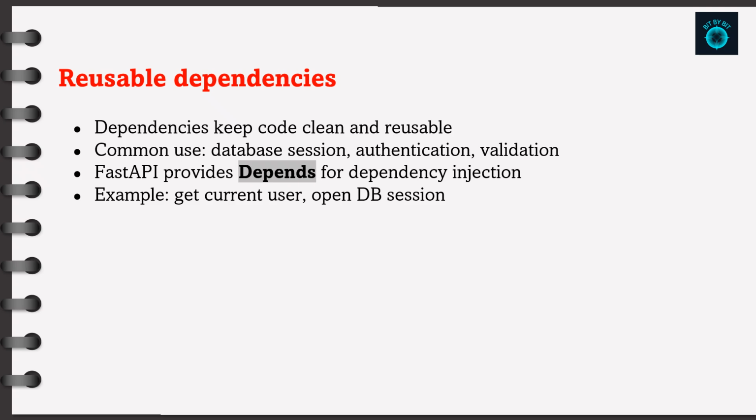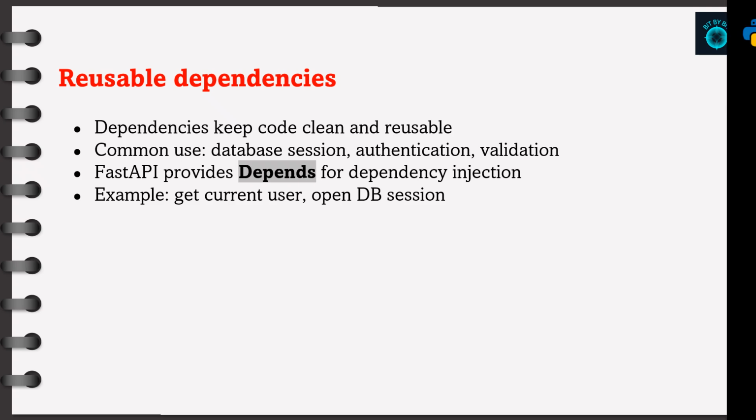Some common examples are opening and closing a database session, verifying authentication, or running extra validation before the request is processed. FastAPI gives us a tool called Depends, short for dependency injection. Dependency injection means we can define a reusable function once, and then FastAPI will handle calling it whenever we need it. Let us see an example with a function that opens a database session and another function that retrieves the current user.